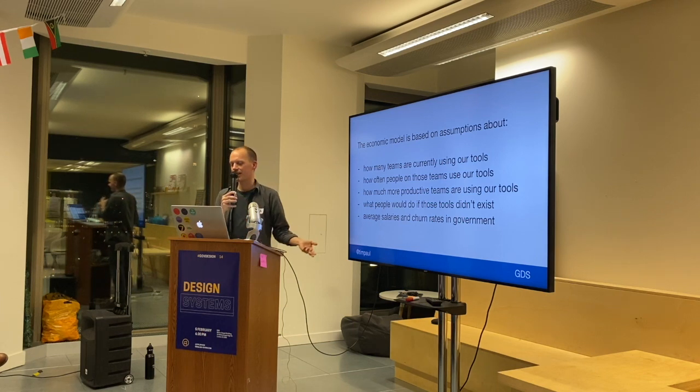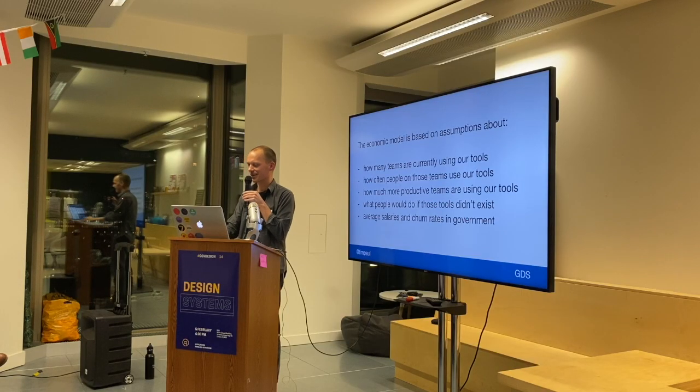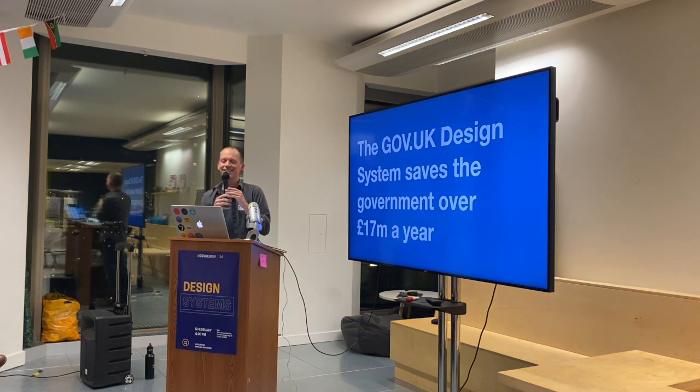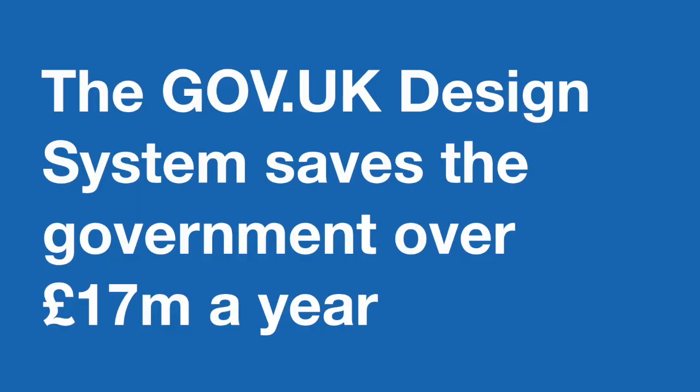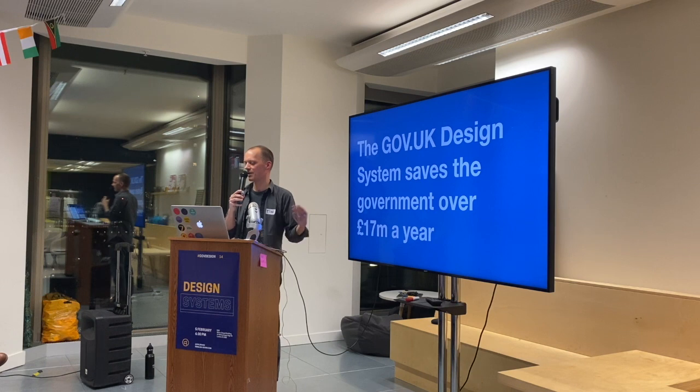And then finally, figures about average salaries and what's the cost of hiring a person on a digital service team in government, and what's the churn rate and so on. So we put all of that stuff together, and we did come up with a number. I'm not actually sure whether I'm supposed to show it, but I'm going to anyway. So this is the number. We think the GOV.UK Design System saves the government about or over £17 million a year. That's the low estimate. Maybe it's 19.5, maybe it's 17.